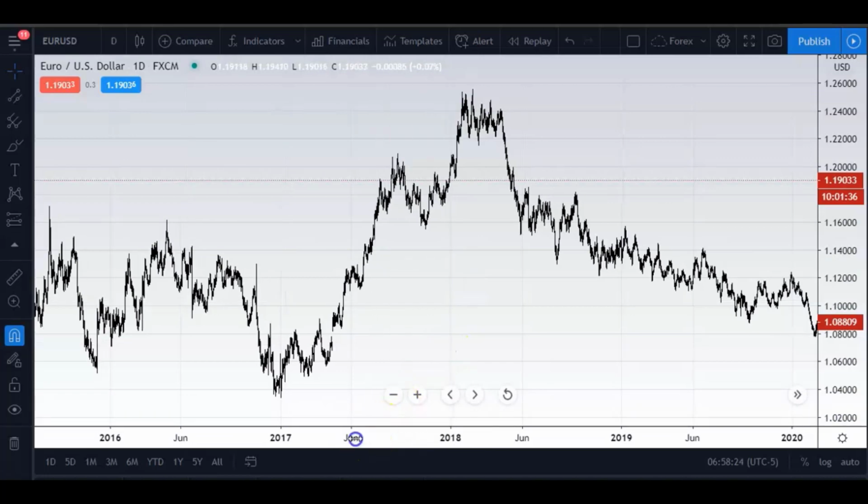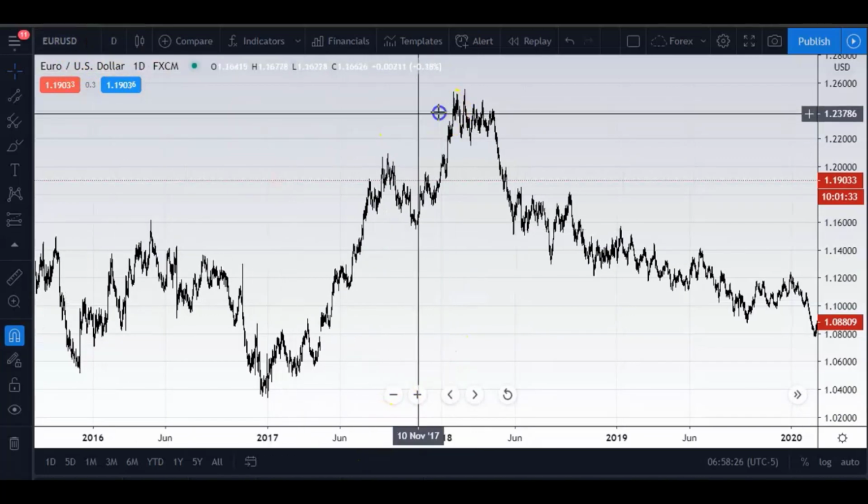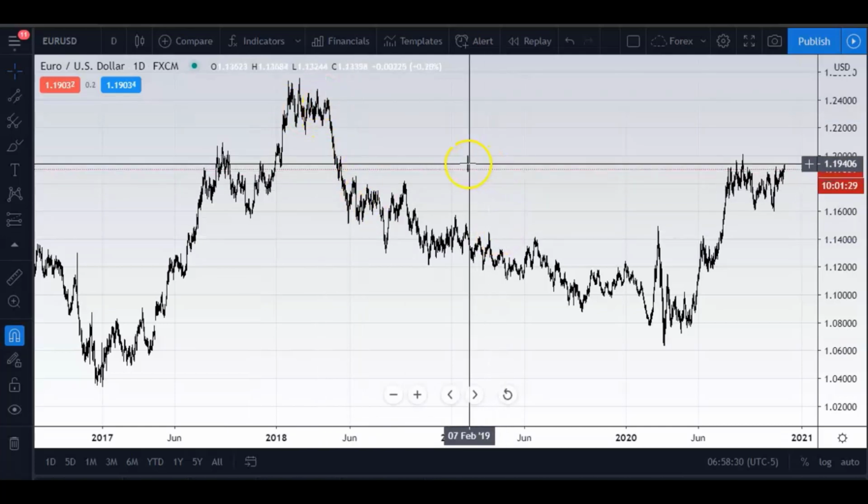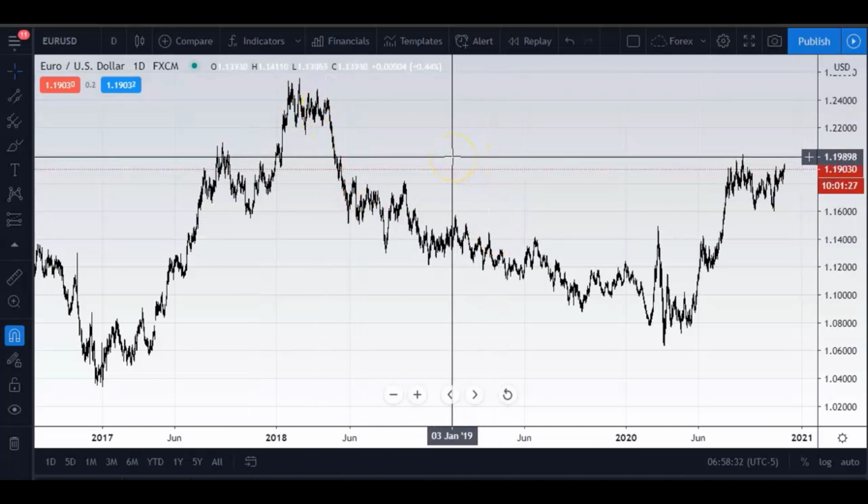I'm going to be using the Euro-US dollar on a daily time frame. Trends can obviously appear on any time frame, depending on what your trading style might be. If you're a scalper, you might be looking at a 5-minute chart. Although in my opinion that could be quite noisy, it really depends on how you want to trade. Trends appear on any time frame.